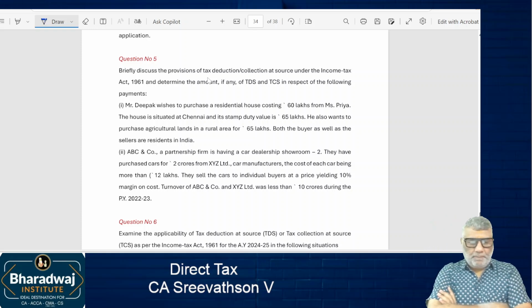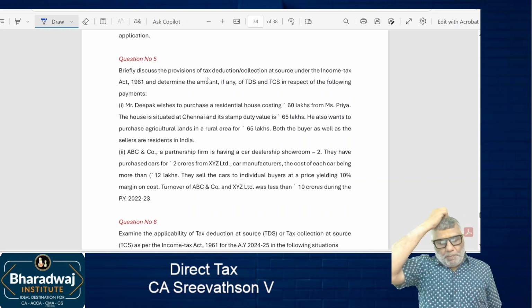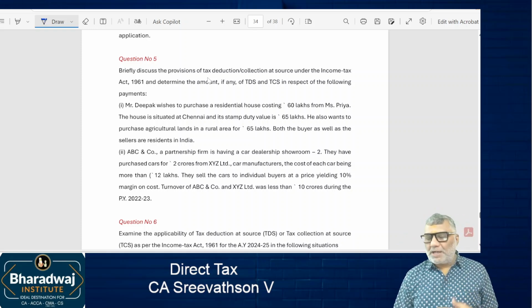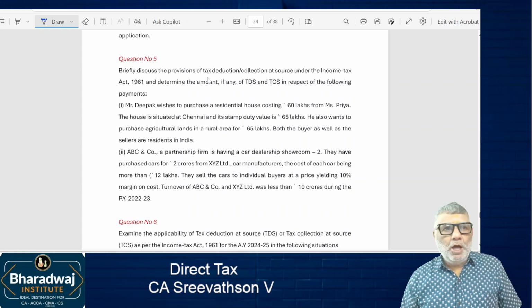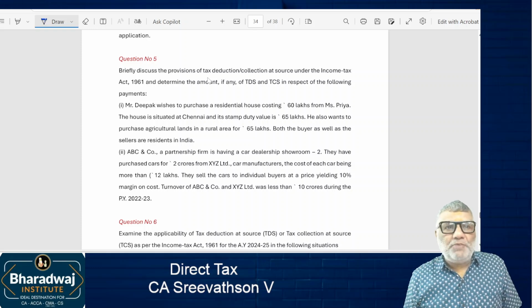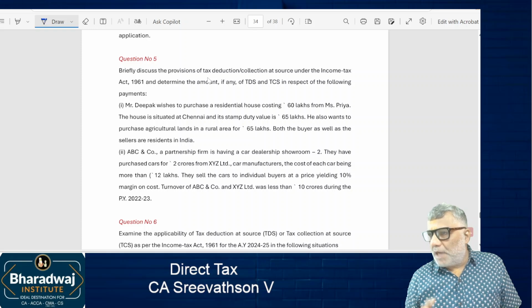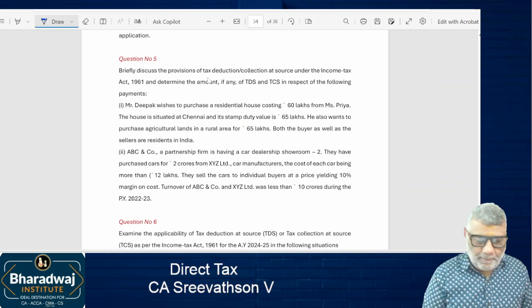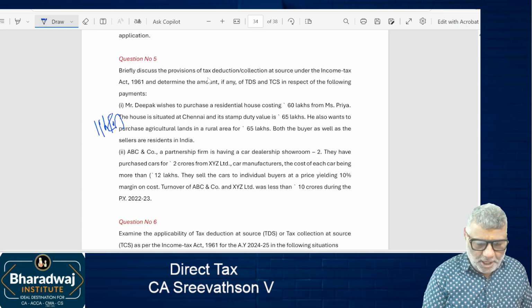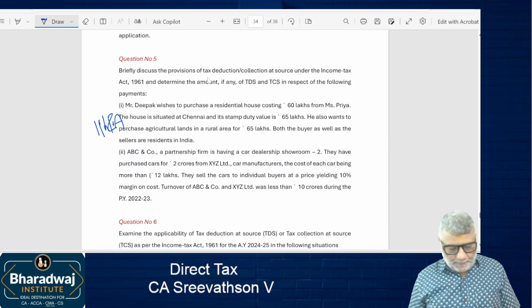Question number 5. Mr. Deepak wishes to purchase a residential house costing 60 lakhs from Priya. The house is situated in Chennai and the stamp duty is 65 lakh. He also wants to purchase a rural agriculture land for 65 lakh. Both the buyer as well as the seller are resident Indians. Friends, for rural agricultural land, 194IA is not applicable. This is coming under 194IA. Okay, in your notebook, please, question 5A.